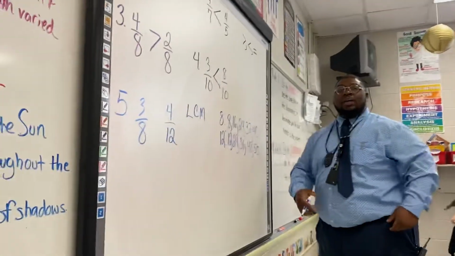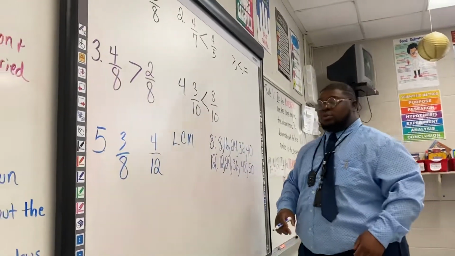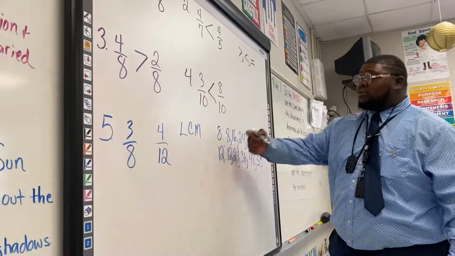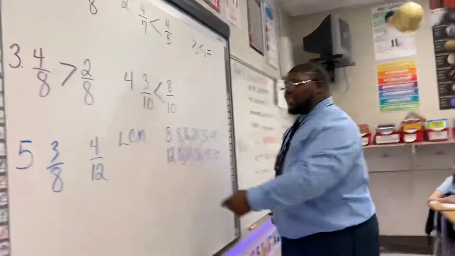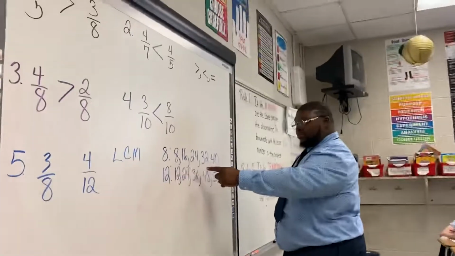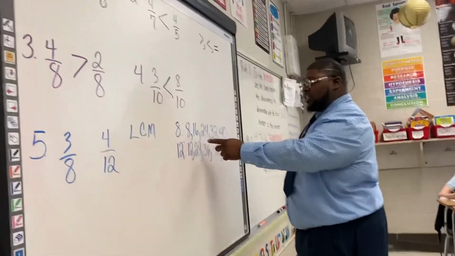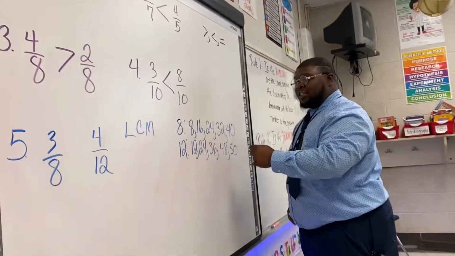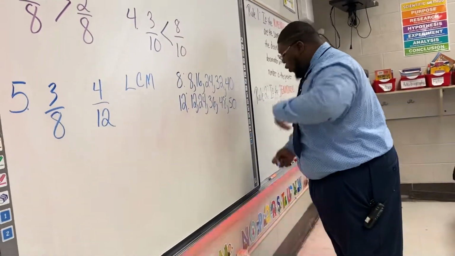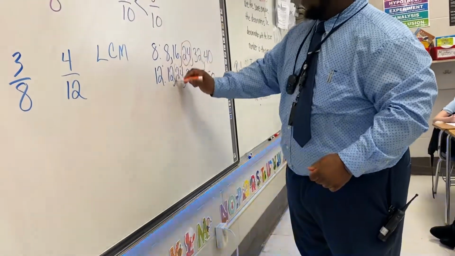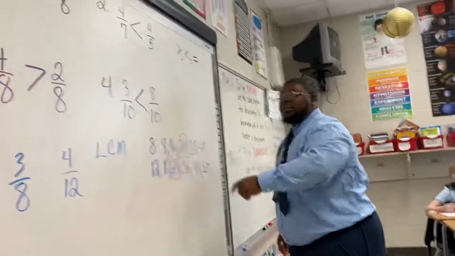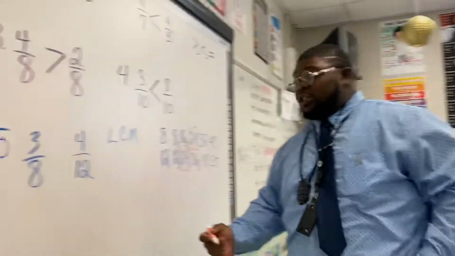Now, I need to find the least common multiple. That means I need to find the smallest number that is common between 8 and 12. As I check each list, the only number that is in common is 24. It is 24. Okay? So my common denominator, everyone, will be 24.